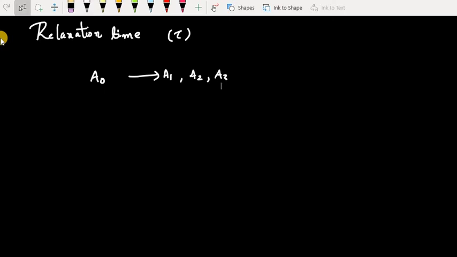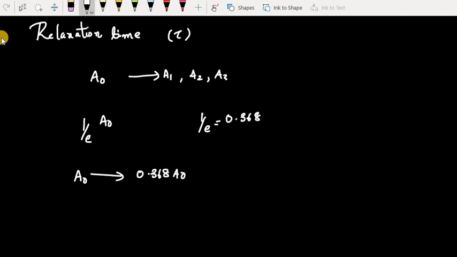The relaxation time, by definition, is the time taken to reduce the initial amplitude to 1 by e times its initial value, where 1 by e is equal to 0.368. So the time taken to reduce a0 to 0.368 a0 is known as the relaxation time. The time taken from here to here is the relaxation time tau, and the equation is given by tau equal to m by b.